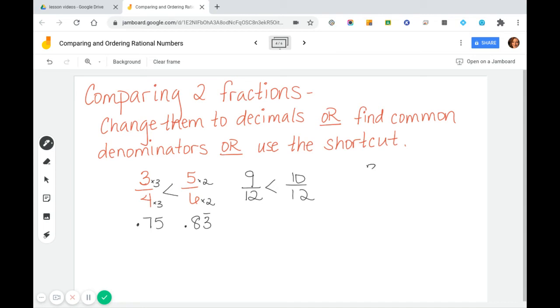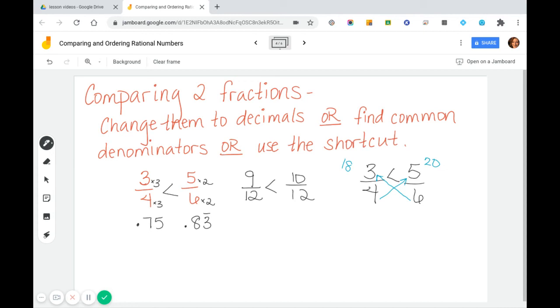Here's my shortcut. I have 3/4. I have 5/6. I'm going to multiply on diagonals, but you have to remember to multiply up on the diagonals. So I'm going to multiply up. 6 times 3 is 18, and I'm going to make a note of that right here. I'm going to multiply up. 4 times 5 is 20. I'm going to make a note of that there. I got a smaller answer on the left side, so the fraction on the left side is the smaller one.